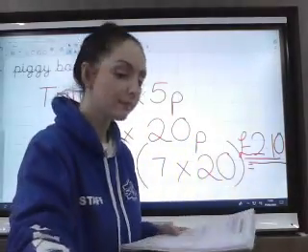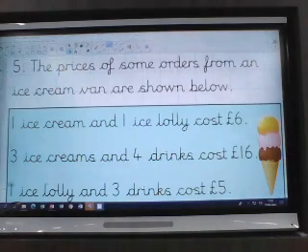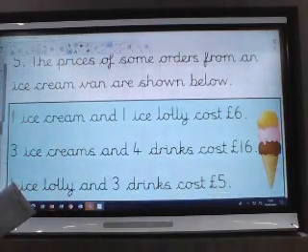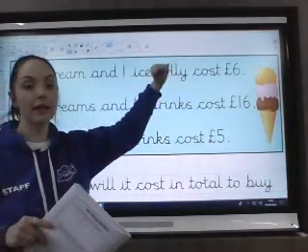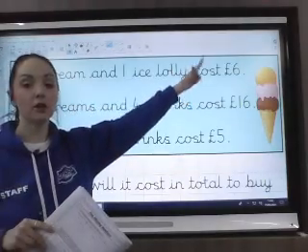Okay? Let's have a look at question 5 together then. Question 5 says, the prices of some orders from an ice cream are shown below. Okay, so it says, 1 ice cream and 1 ice lolly cost £6. 3 ice creams and 4 drinks cost £16.